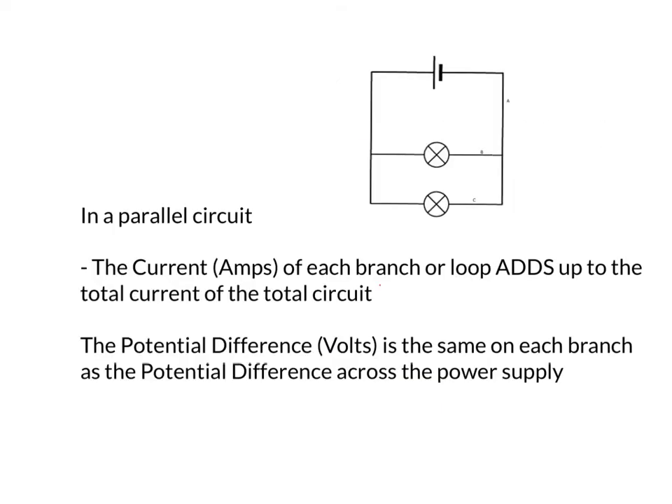So let's summarise what we've learned. In a parallel circuit such as this one, the current in amps of each branch or loop adds up to the total current of the total circuit. The potential difference, or the volts, is the same on each branch as the potential difference across the power supply. And I've just added in some values there so you can see what I mean.